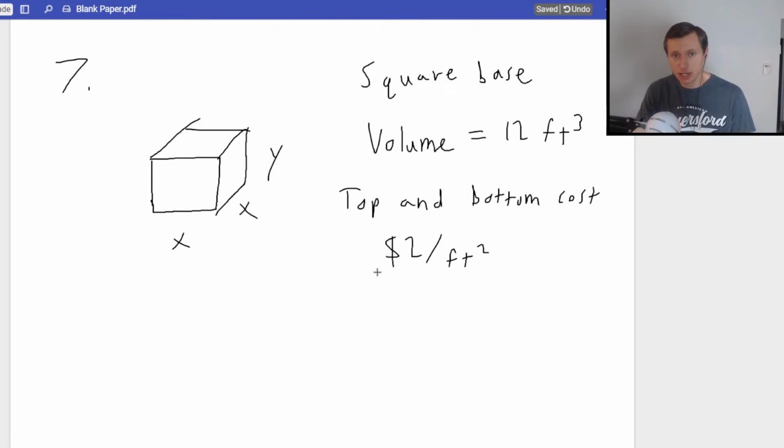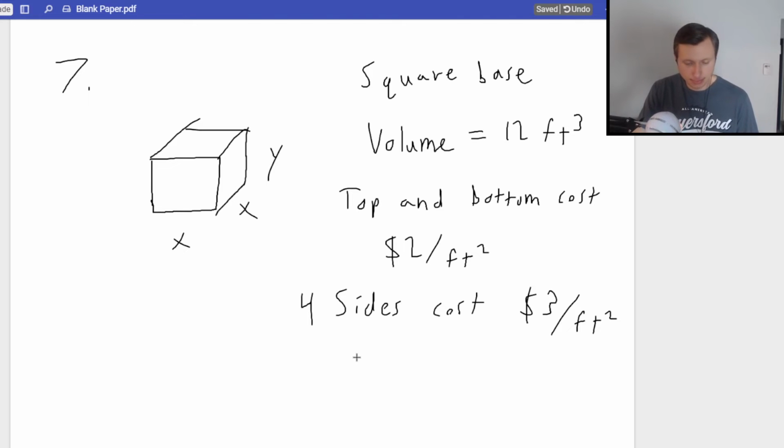This is the worst case scenario, so I want to talk about it so you're ready for tomorrow. And then I'm going to tell you all 4 sides. The 4 sides cost $3 per square foot. Okay?